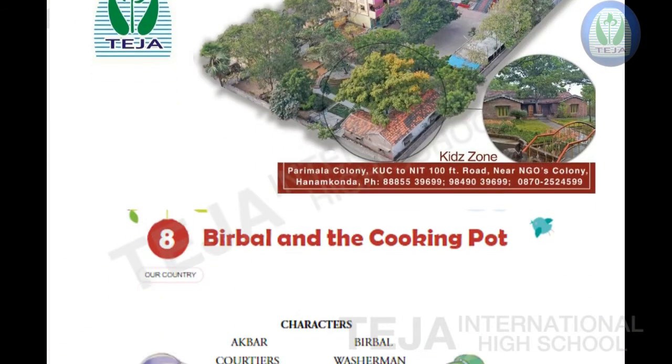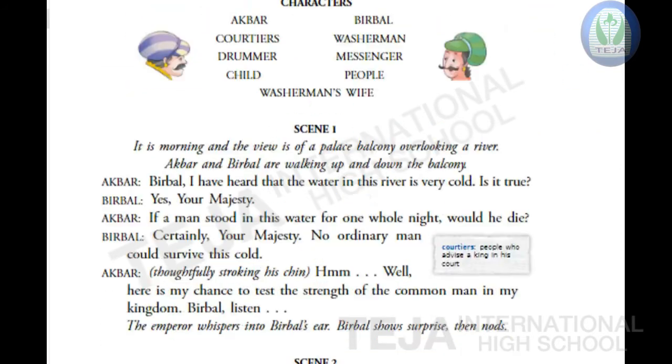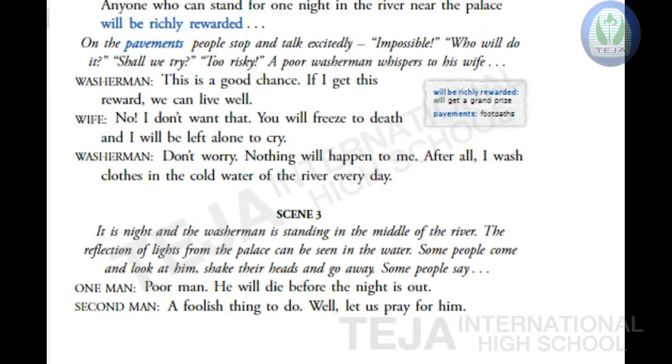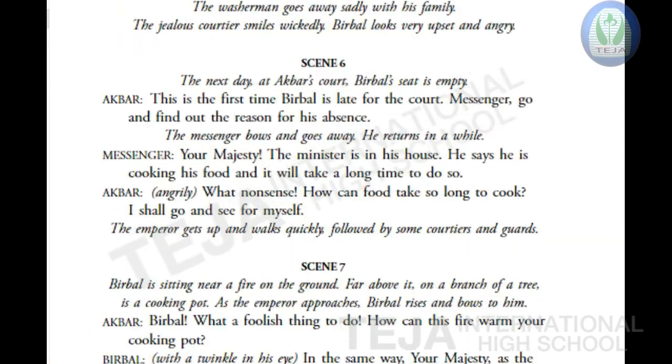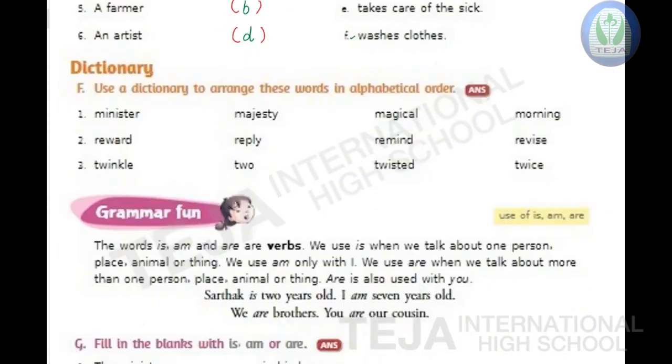Children, in our last session we have discussed lesson 8, bits A, D, E. In today's session, children, let us discuss the remaining bits of the lesson. So, all of you open your textbooks.